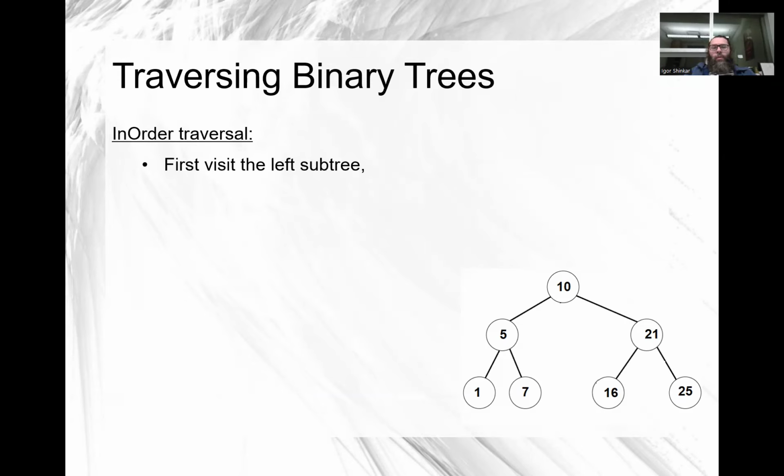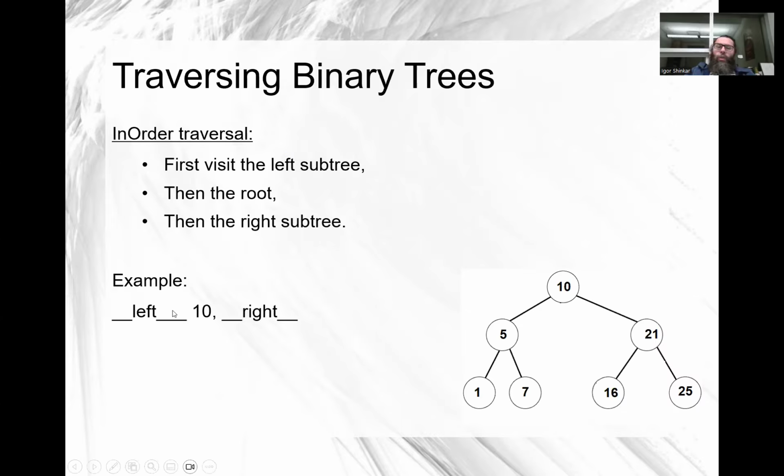The traversal visits all vertices in the tree, and let me tell you what's the order. First it visits the left subtree. Then it visits the root, and then it visits everything in the right subtree of the root. And in this example, this is what's going on. First we recursively visit the left subtree. So we visit everything under 5. Then it's 10, and then it's the right subtree.